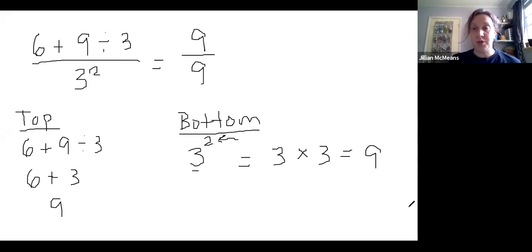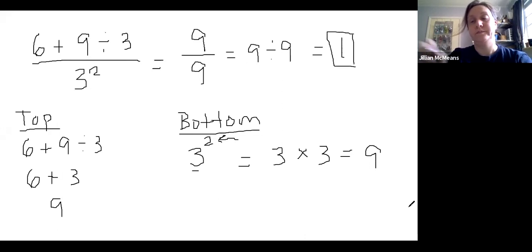So at this point, you want to just do your division. Remember, if it looks like a fraction, it really just means division. So 9 divided by 9 is what we really have, and that equals 1. Cool. Not too bad. So if you see something that looks like a fraction right off the bat, go ahead and separate the top and the bottom, do 2 separate order of operations, and then divide at the end.